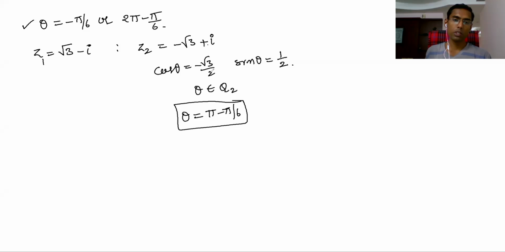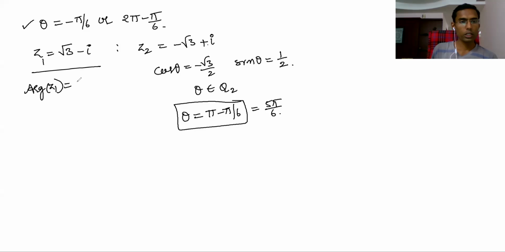Cos of pi minus pi by 6 is minus cos pi by 6, that is minus root 3 by 2. Sin of pi minus pi by 6 is sin pi by 6, that's 1 by 2. So theta equals 5 pi by 6. The argument of z1 we got is minus pi by 6, or 2 pi minus pi by 6. That's completely different from this.